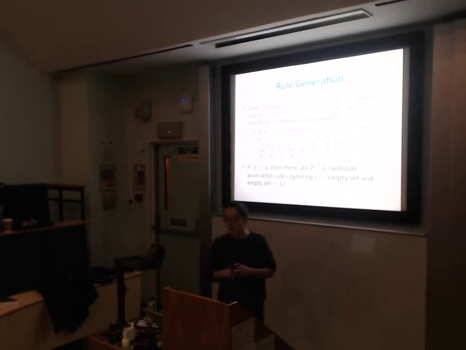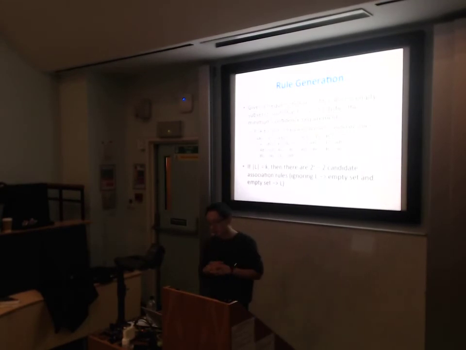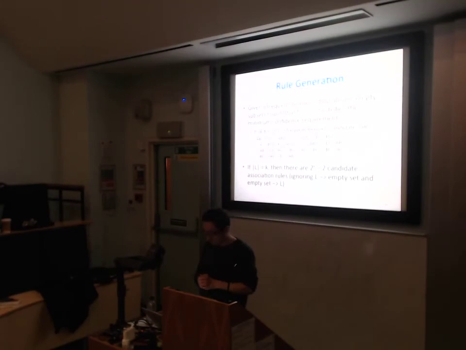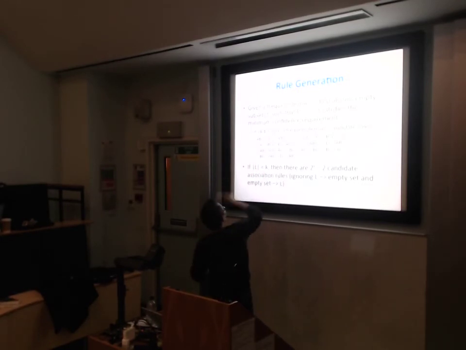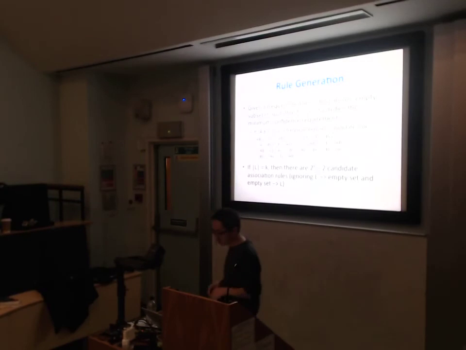Once you have the frequent item sets, the next task is rule generation, basically calculating the confidence. For example, if you have a frequent item set A, B, C, D, you could generate the following rules. Again, this computation is quite expensive.